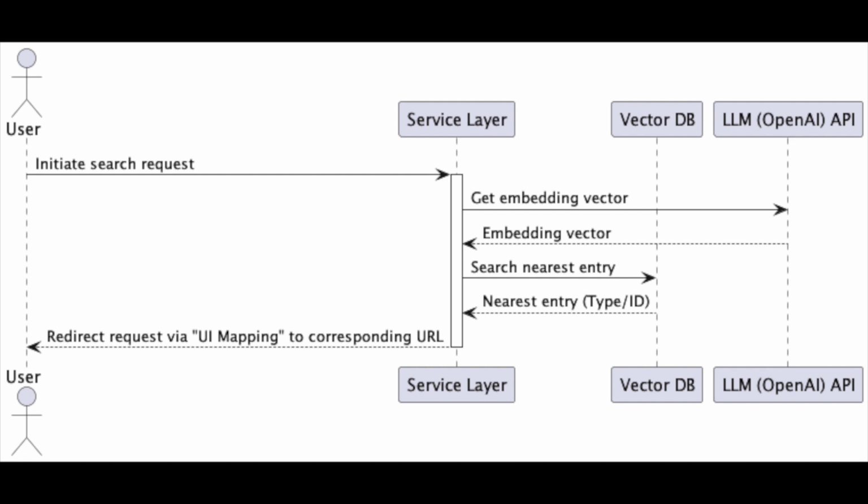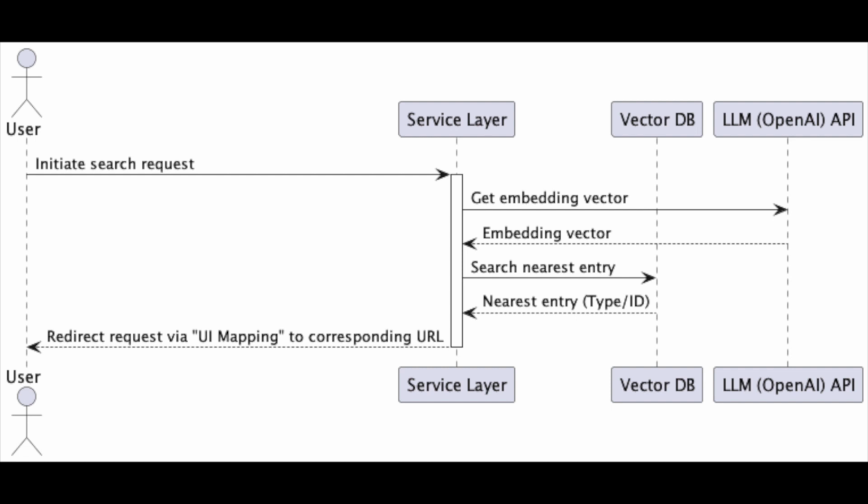Search process. The interaction begins with a user initiating a search request. This could be through a user interface or any other means of communication with the application. Upon receiving the search request, the service layer is activated to handle the request. The service layer interacts with the LLM, OpenAI, API to obtain an embedding vector for the search query. With the obtained embedding vector, the service layer searches the vector DB to find the nearest entry based on the vector's similarity. The vector DB returns the nearest entry, type/ID, to the service layer based on the similarity calculation.